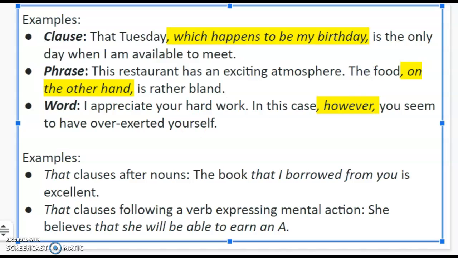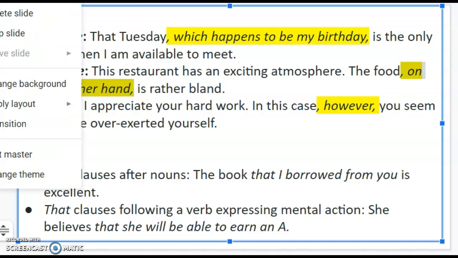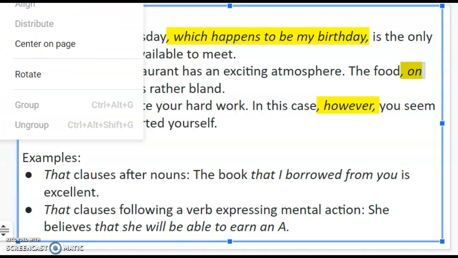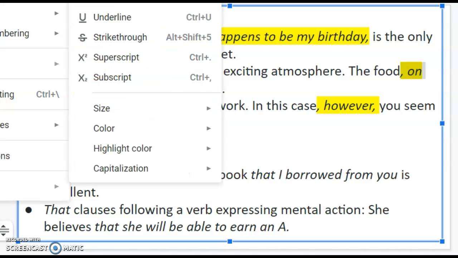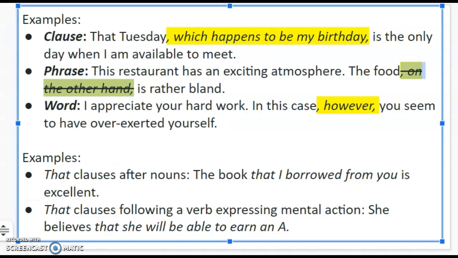All right, and that also happens with a phrase or word. So this restaurant has an exciting atmosphere. The food, on the other hand, is rather bland. So on the other hand, it is showing contrast. So it's an exciting atmosphere, but the food is bland. However, if you removed it from the sentence, it wouldn't change the meaning of the sentence. So again, you put a comma before it and after it. And I just think of it as framing it, and it shows that you could remove it and it wouldn't matter. So I'm just going to show you the strike through again. See, I could just get rid of it and it wouldn't matter.